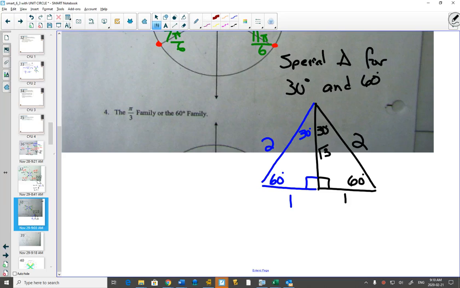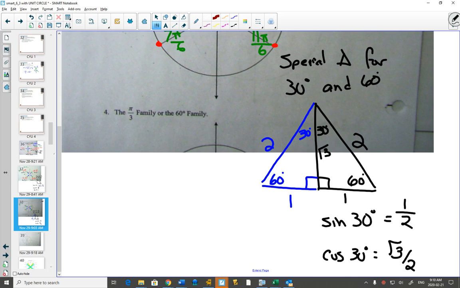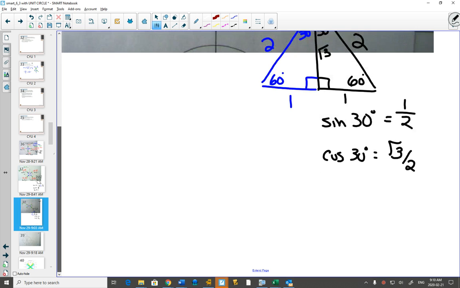And now you can SOHCAHTOA it. I don't know if that's a verb. I just made it up. So if we SOHCAHTOA this, we could find out that sine of 30 degrees, opposite over hypotenuse, is 1/2. Cos of 30 degrees, adjacent over hypotenuse, root 3 over 2. And tan of 30 degrees, opposite over adjacent. And again, we will rationalize this to get root 3 over 3.